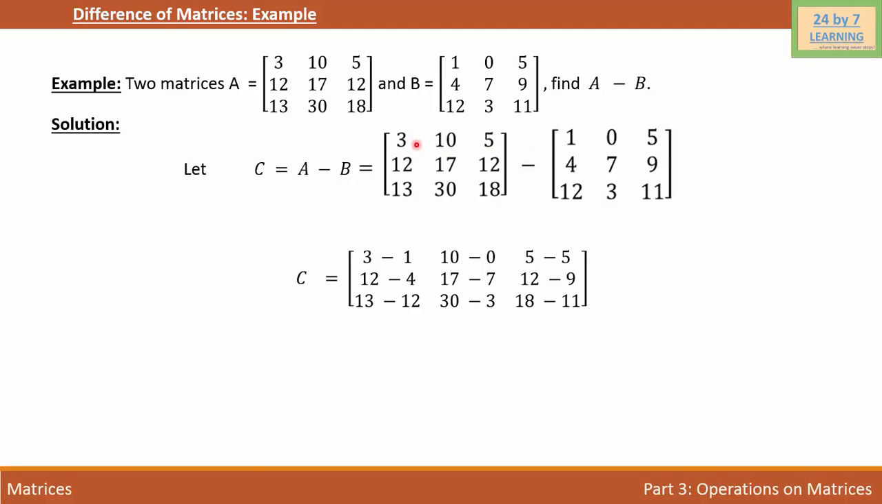So if we do that, we will subtract 3 minus 1, 10 minus 0, 5 minus 5, 12 minus 4, 17 minus 7, all the way to 18 minus 11, which is over here. 3 minus 1 is 2, 10 minus 0 is 10, 5 minus 5 is 0, 12 minus 4 is 8, 17 minus 7 is 10, 12 minus 9 is 3, 13 minus 12 is 1, 30 minus 3 is 27, and 18 minus 11 is 7. So this is our resultant matrix after the difference of two matrices A and B.